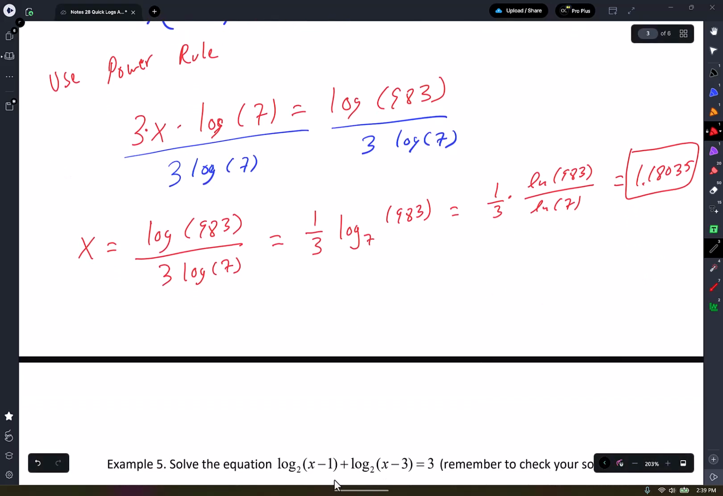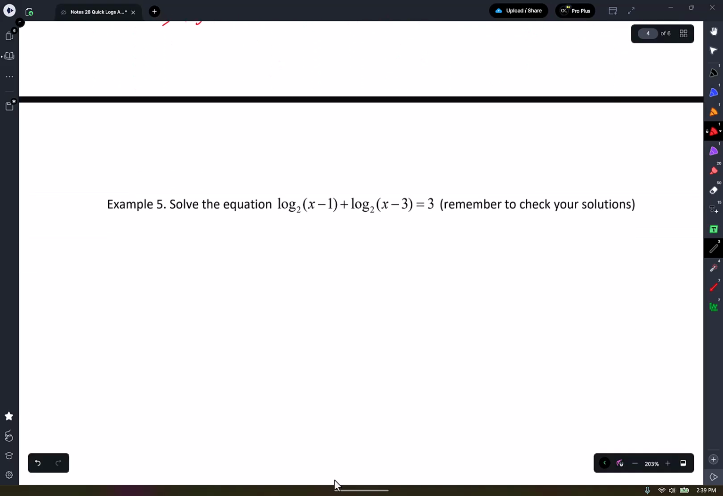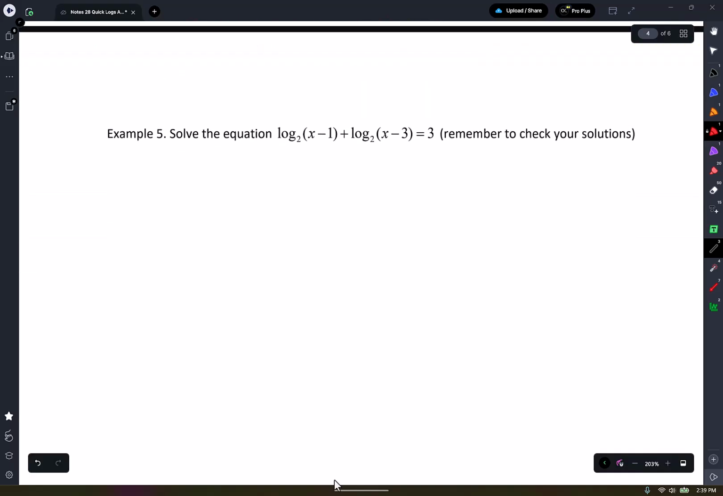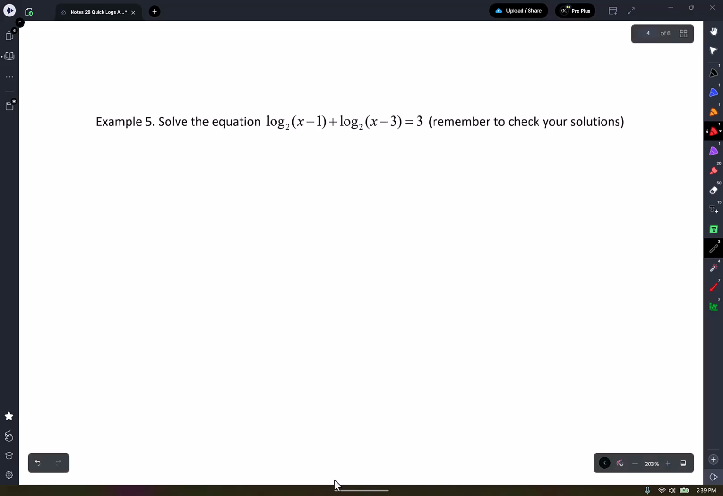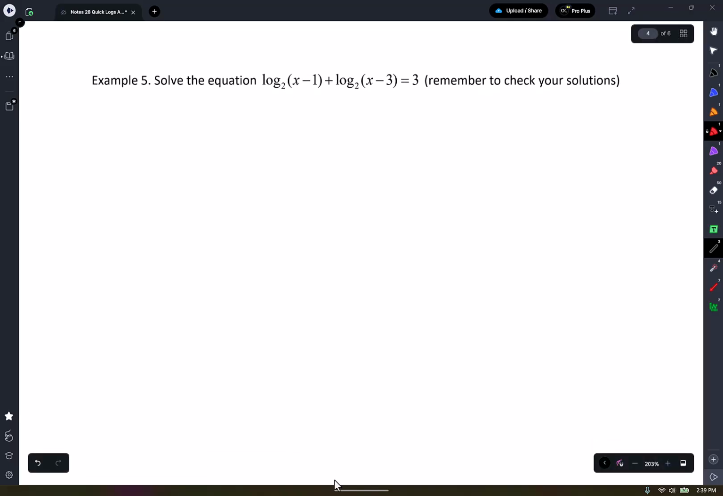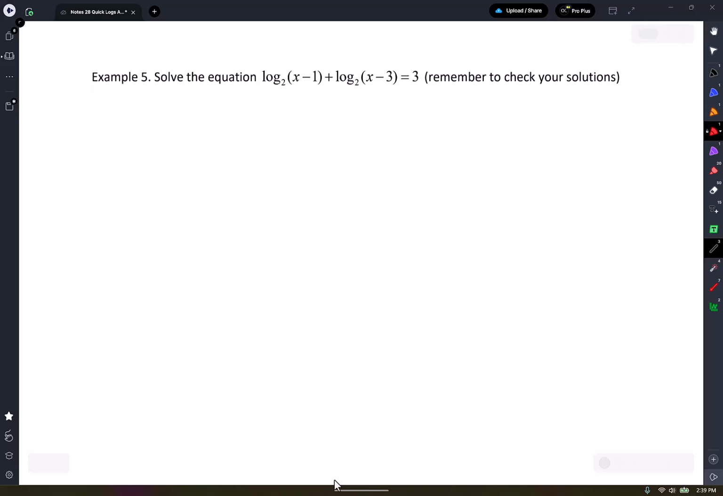Okay, let's go to the next one. Remember, guys, this is not a lesson. This is just an overview, so this is not a full-blown lesson. Hopefully these are getting easier for you guys. I have log base 2 of an expression, plus log base 2 of an expression, and I have that equaling 3.